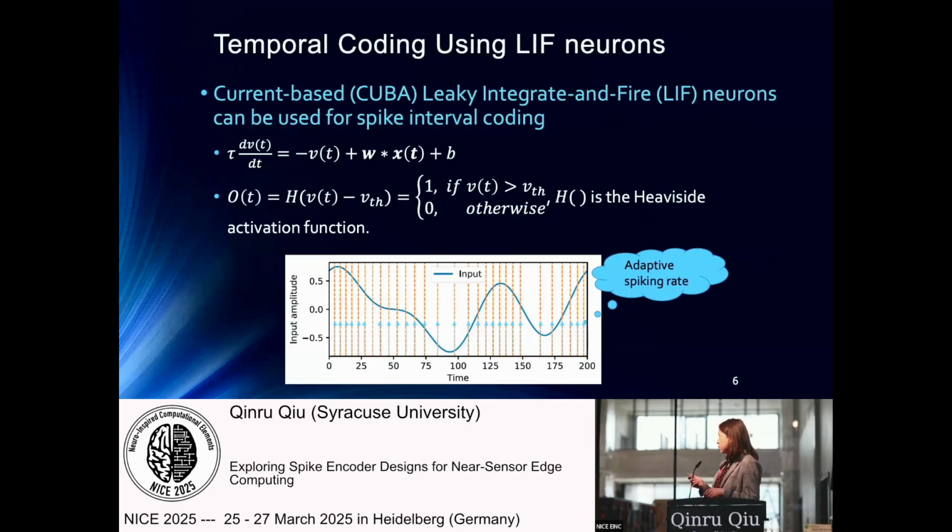In our previous work, we used the CUBA neuron, or current-based leaky integrate-and-fire neuron, to encode the spike interval coding. The CUBA neuron performs leaky integration of the input X, and then the membrane potential is converted into output using a Heaviside activation function. With the CUBA neuron, when the input value is low, the interval between two spikes is larger, and when the input value is high, the spike interval is smaller. In this way, we can achieve an adaptive spiking rate.